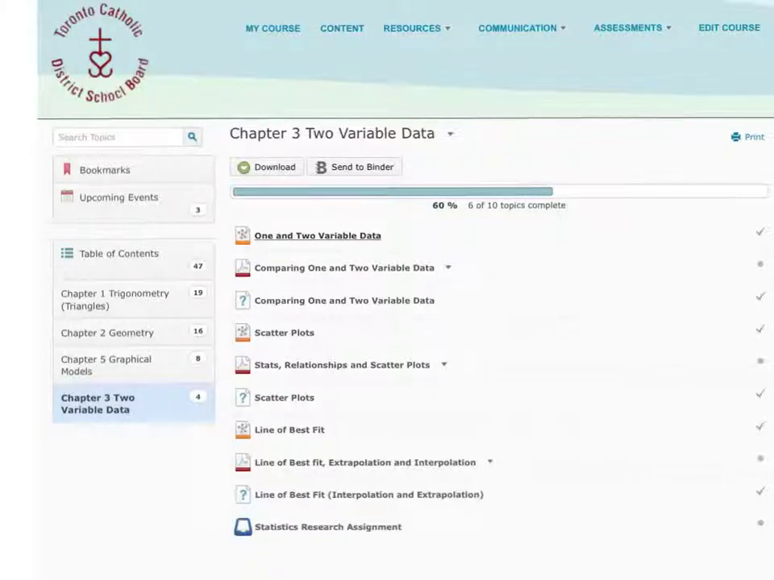Okay, so this is chapter 3, 2 variable data. I'm just going to be showing you how to go around this.